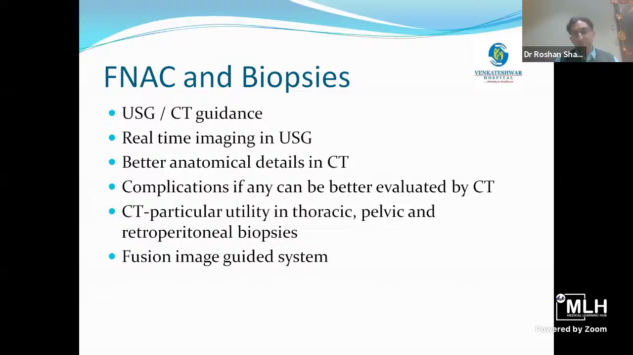Now, a recent advance is the fusion image guided system. What happens in the fusion image guided system? There is a setting in the ultrasound machines. Before doing the real-time ultrasound, your CT or MR image will be loaded in the system, so accordingly you will do the ultrasound. On the ultrasound screen, side by side, you can correlate where the lesion was in the CT or MRI and where you are in the ultrasound. So you can better delineate the lesion and go for the procedure.